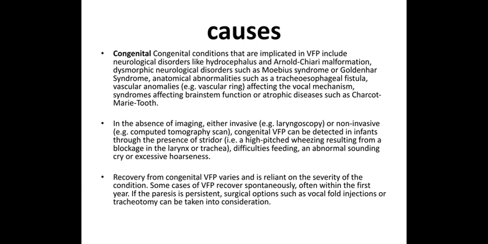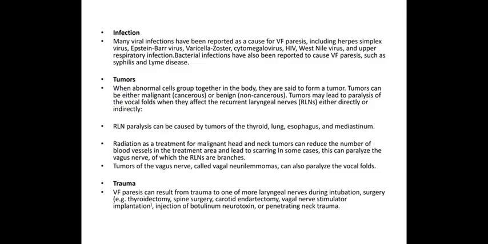In the absence of imaging, either invasive or non-invasive, congenital vocal fold paralysis can be detected in infants through the presence of stridor, a high-pitched wheezing resulting from a blockage of the larynx or trachea, difficulty in feeding, an abnormal sounding cry, and excessive hoarseness. Recovery from congenital vocal fold paralysis varies with the severity of the condition. Some cases recover spontaneously, often within the first year. If the paralysis is persistent, surgical options such as vocal fold injection or tracheotomy can be taken into consideration.